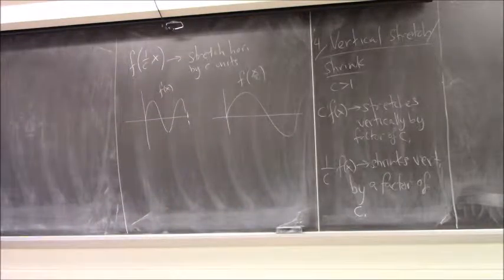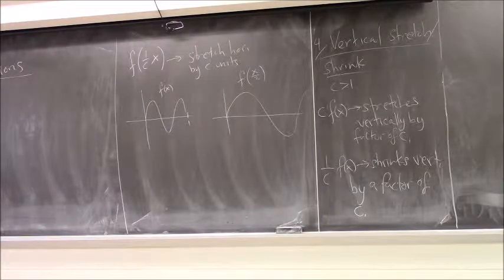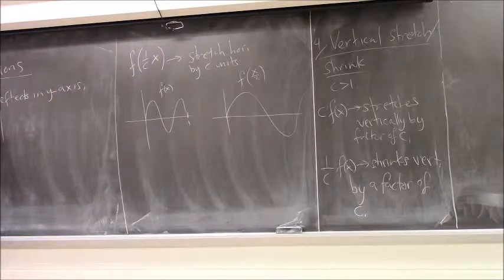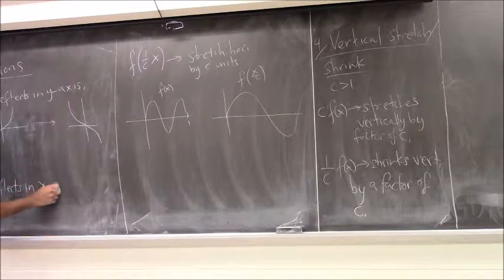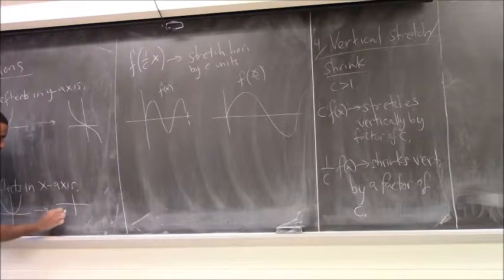Just one more thing for reflections. If you have f of minus x, what does it do to the graph versus minus f of x? Doesn't it reflect it over the y-axis? Okay, so this reflects in the y-axis. So if your function is this, then it reflects to become that. This one reflects in the x-axis. So if your function is this, it will become that.